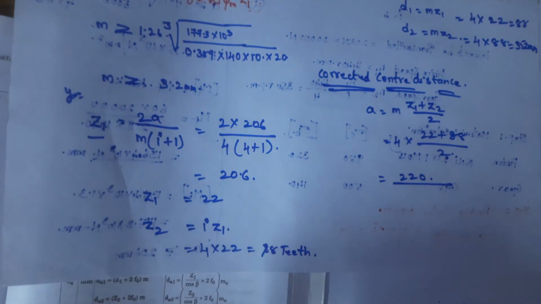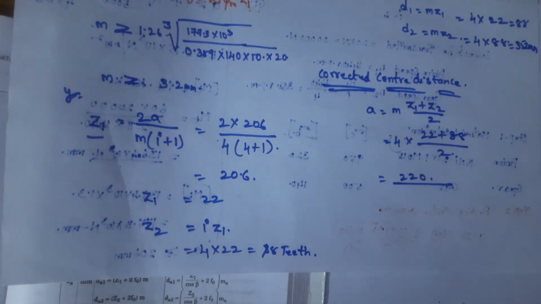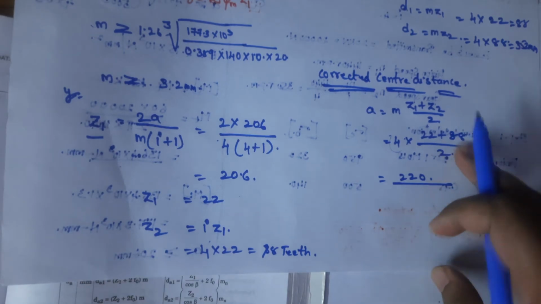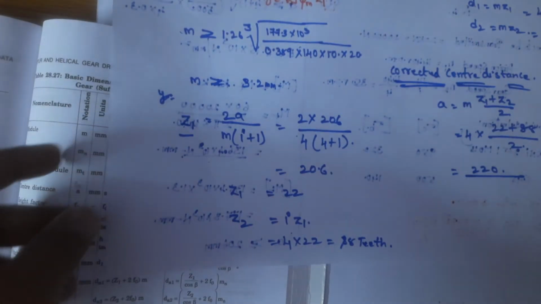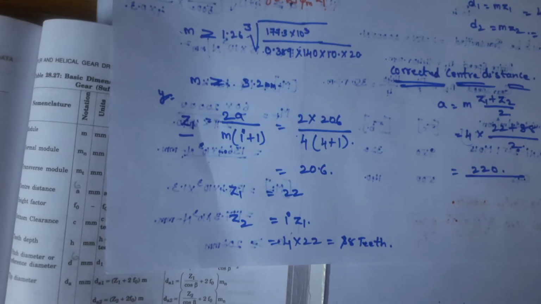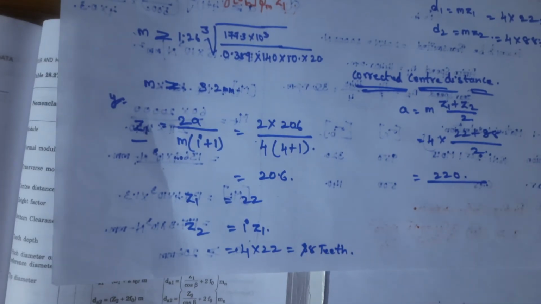If again the value is less than the calculated value, then we have to go for a higher module, that is 8. Up to 8 you can change the module, but after 8 you should not change the module value. Then we have to change the teeth value. We assumed 21, so we go for an assumption of more than 20, or 24, 28 like that. If the corrected center distance is more than the calculated distance, the design is safe. If it is less, the design won't be safe.